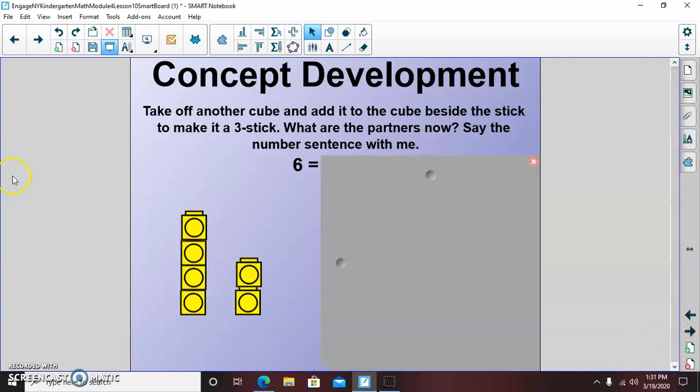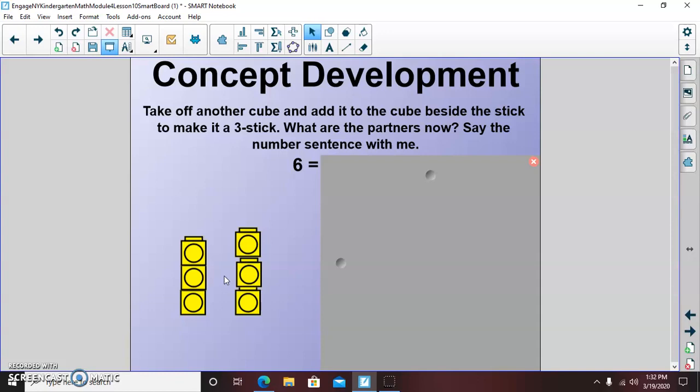Okay. Wow. Now they want us to take off another cube and add it to our 2 stick. Okay. So look at our 2 parts here. We have 1, 2, 3. And our other part is 1, 2, 3. So our number sentence is whole equals part plus part. I want you to pause the video and write your number sentence. So whole equals part plus part.